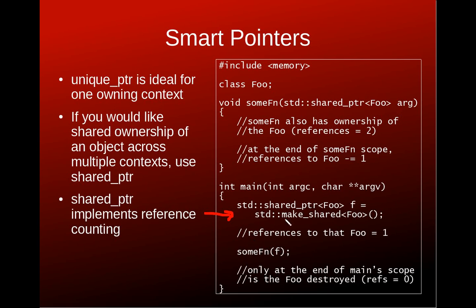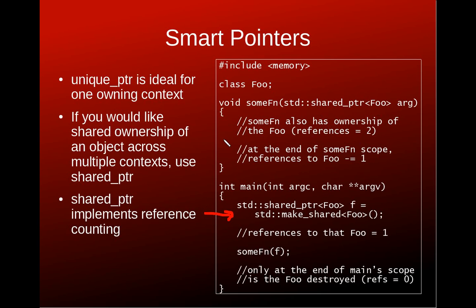We don't use std::move here. The copy constructor of shared pointer is not deleted. It's perfectly fine to copy them. When you do copy a shared pointer, it increments the number of tracked references. So at the beginning of sum fn, arg also has ownership of the foo. Main also has ownership of the foo. So they both have ownership of the foo at this point, okay? And so at the beginning of sum fn, the number of references is 2.